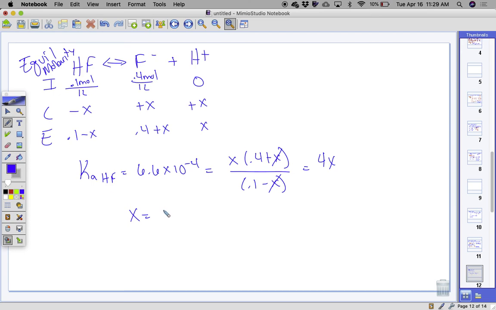1.6 something times. I'll put 1.7. Still negative 4? Yes. Okay, whatever. Do the math. And then now this is the H plus concentration. So the negative log of that. That's the hard part. This is the hardest problem I can give you.